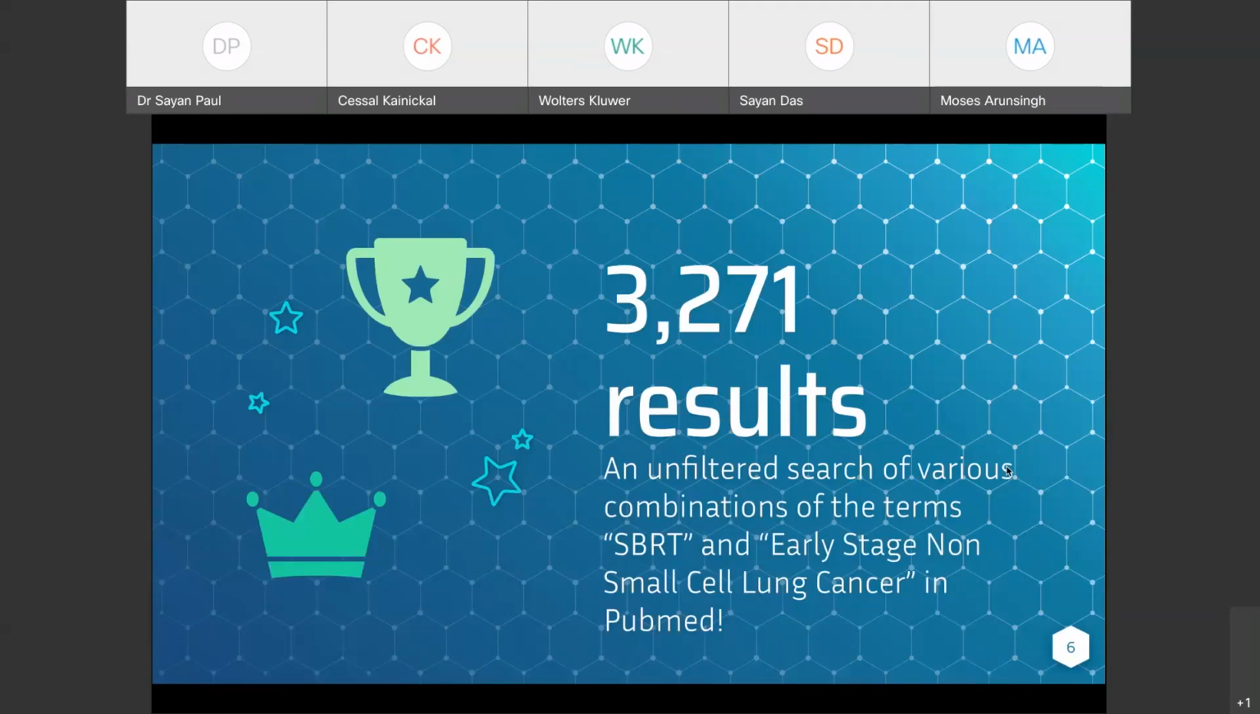If you do a quick PubMed search, I did this search quite some time back, with the combination of terms SBRT and early stage non-small cell cancers, this is the amount of results that come up on PubMed. That shows you the amount of work that went into establishing SBRT as a treatment modality for early stage lung cancers.